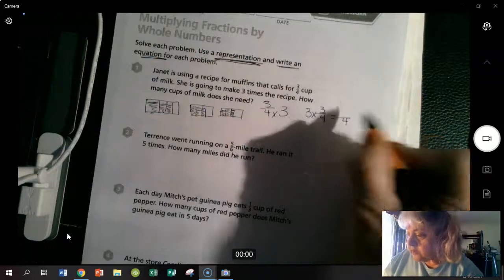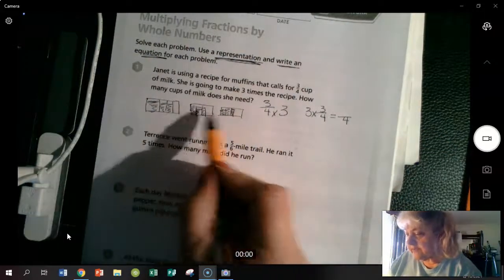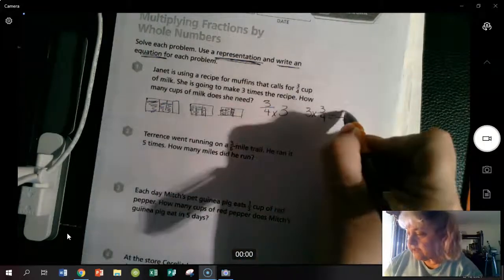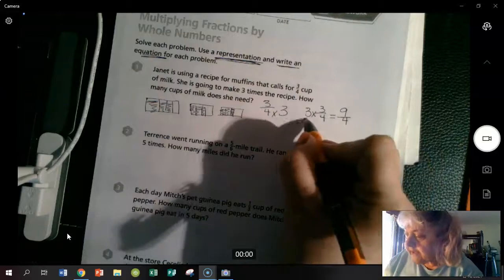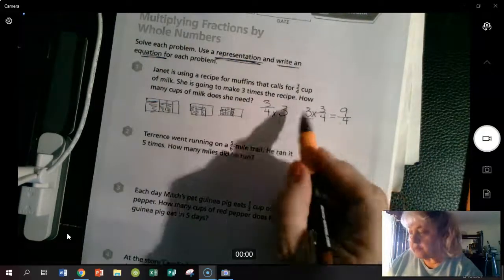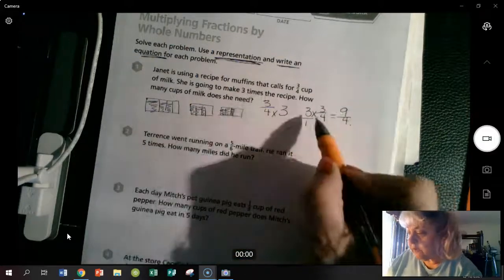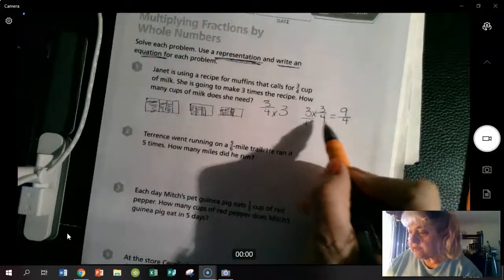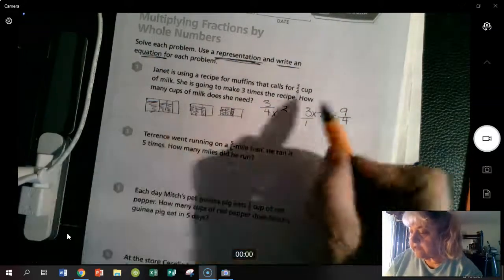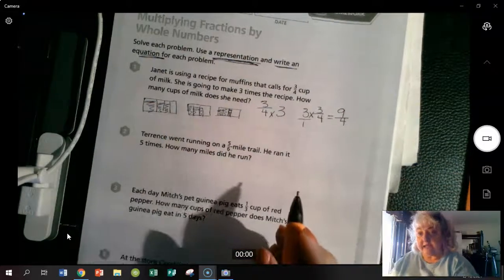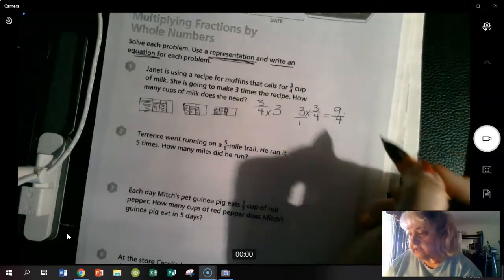Now, how many fourths would that be? We know our denominators are going to be fourths because that's all we're dealing with. 1, 2, 3, 4, 5, 6, 7, 8, 9. My answer is 9/4. But if you look at the problem right here, if I were to put this over a 1 to represent that I have 3 whole containers of milk, 3 times 3 is 9, and 1 times 4 is 4. So you can also, rather than just counting, do your 3 times 3, and my answer is 9/4.